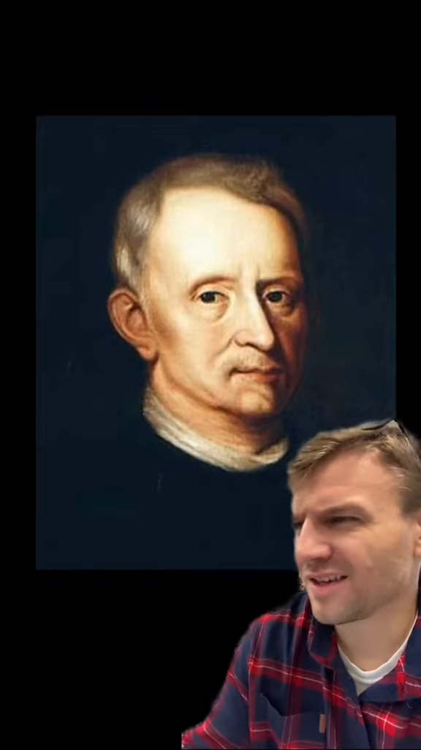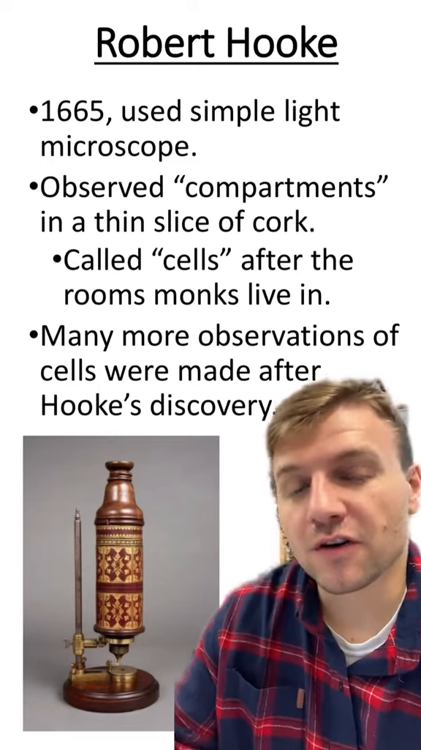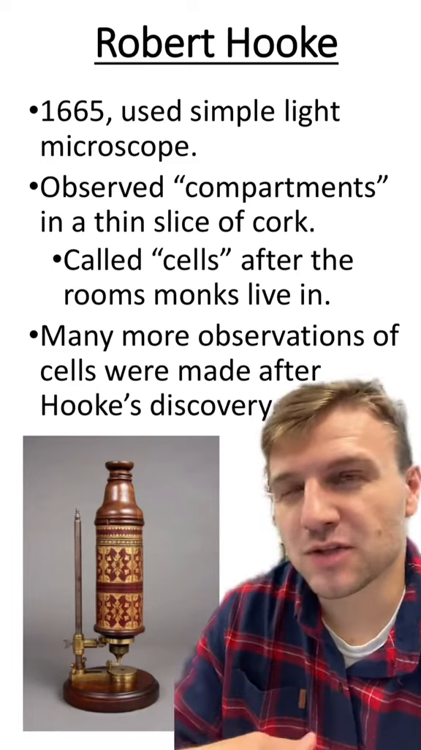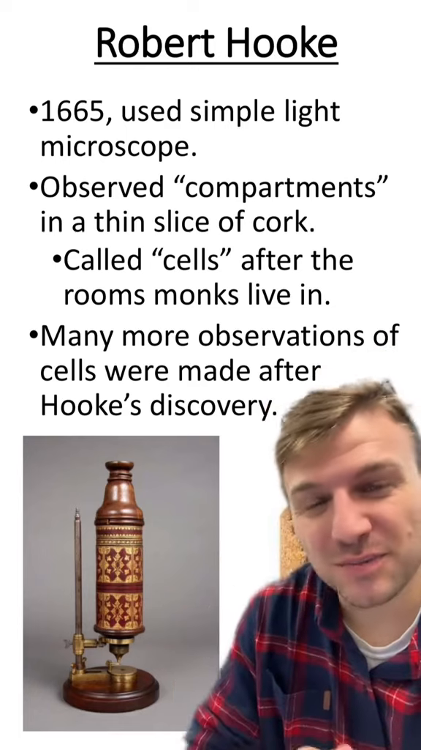This is Robert Hooke, or at least what we think he looks like. But why don't we know what he looks like? Good question. Robert Hooke was a famous scientist from the 1600s who was using the first simple light microscopes. And he was observing a lot of different things under these microscopes. These microscopes even kind of look like the ones we use today.